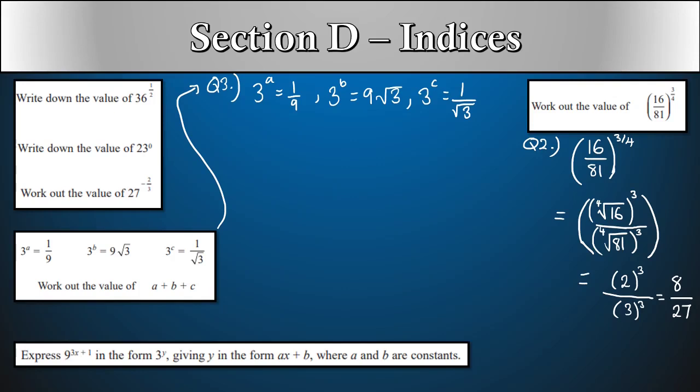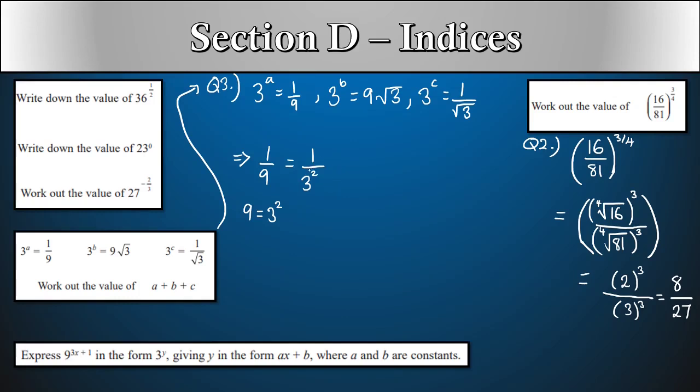So to work out a plus b plus c, we need to work out each power individually. So I think the easiest one to start with is a. So a, we're looking for this power. So 3 to the power of something is 1 over 9. So the way we're going to deal with this first is consider this right hand side. So 1 over 9, think about how we'd write this as a power of 3. Well, how do you link 9 and 3? Well, 9 is 3 squared. So what I've actually got here is 1 over 3 squared.